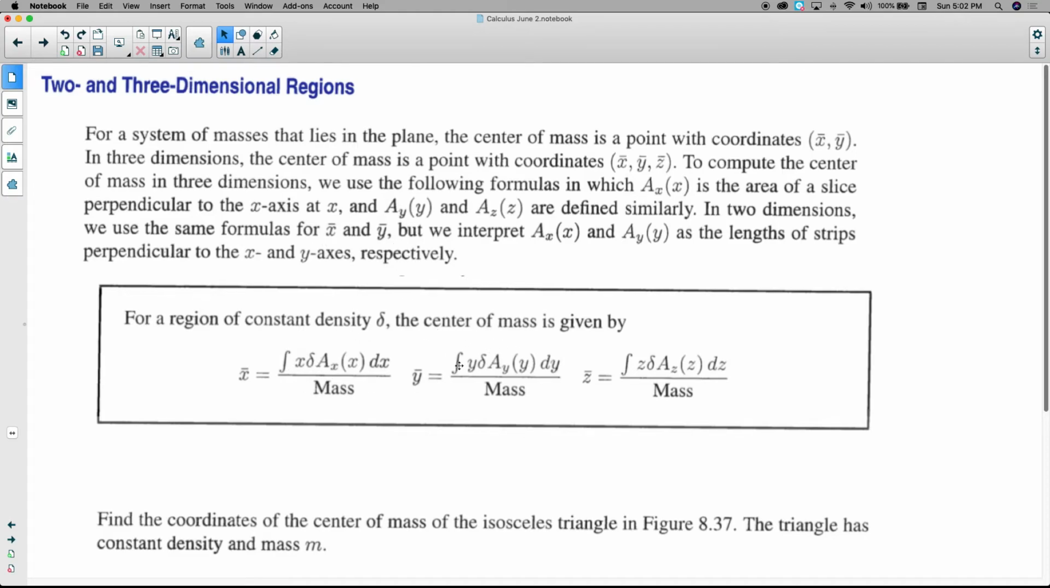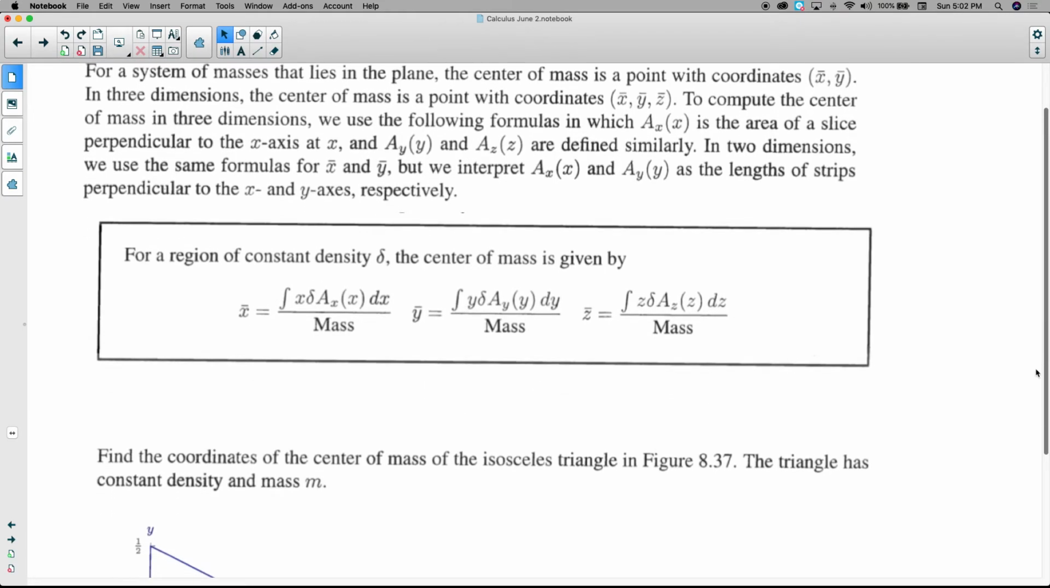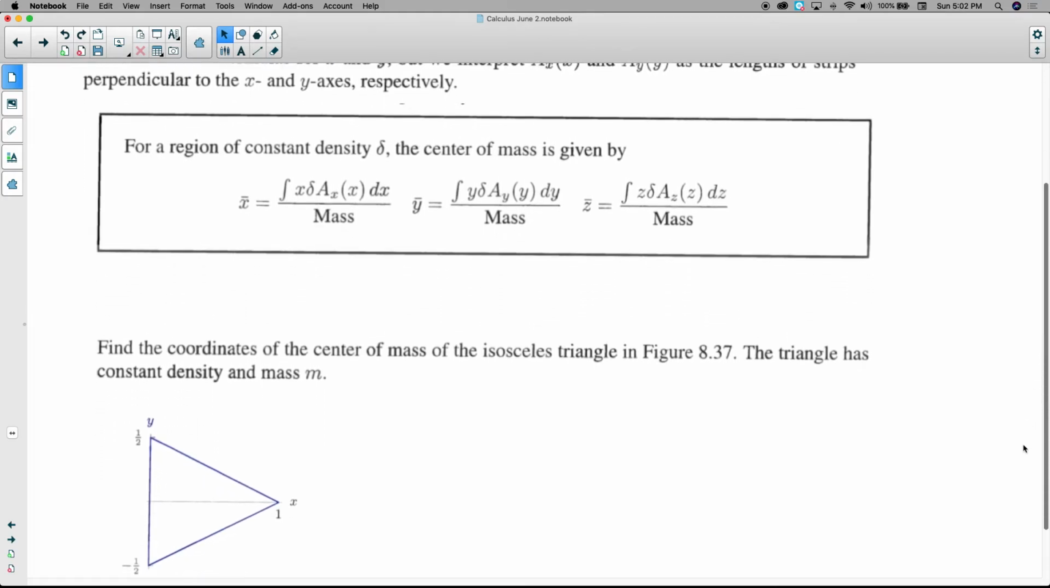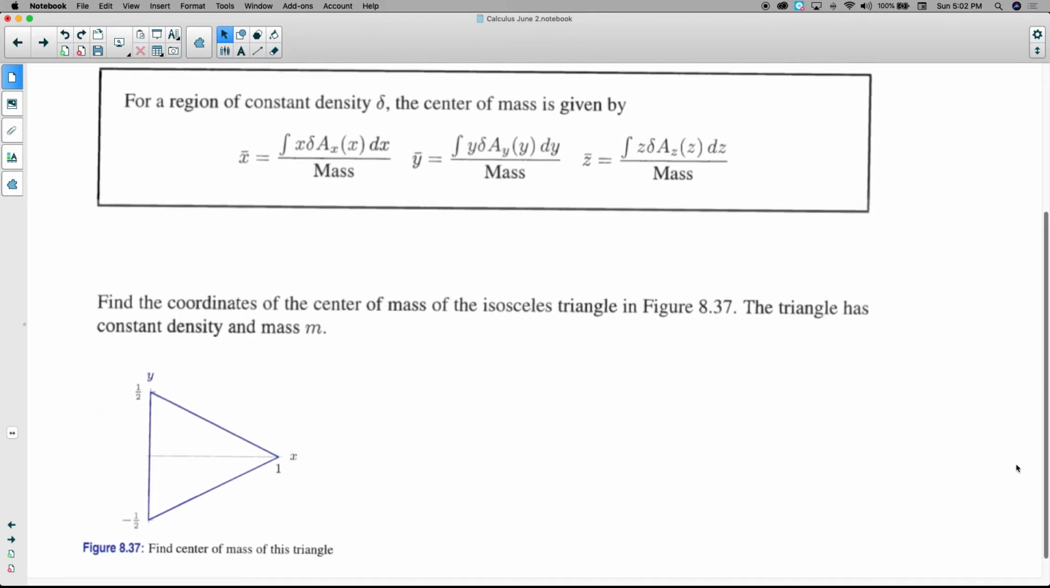Okay, but now it's 2 dimensions, so a sub x and a sub y are defined a little differently. A sub x and a sub y need to be interpreted as the lengths of the strips perpendicular to the corresponding axes. All right, and then I'm going to do one of these 2-dimensional ones next, so I think that'll help clarify things. All right, so I'm just going to roll right into this.